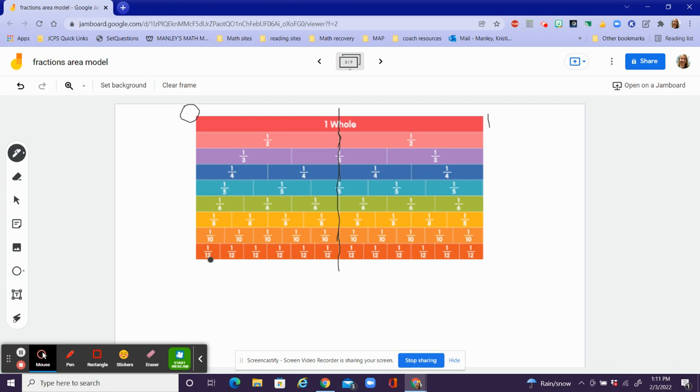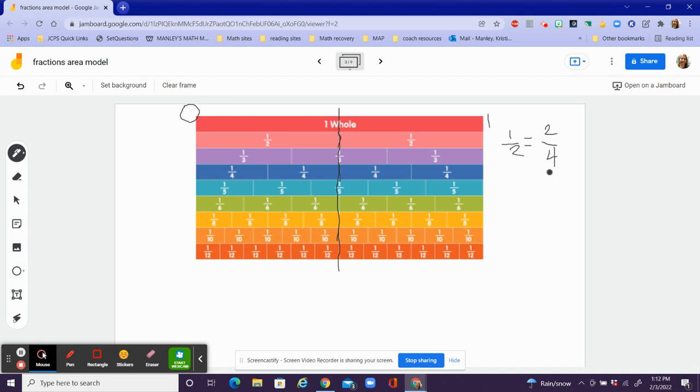I can even divide it into 12ths. 1/12, 2/12, 3/12, 4/12, 5/12, 6/12 takes me to this line. Same amount of distance. I just partitioned my entire distance differently each time. That is equivalent fractions. Same distance, just partitioned differently. So we know that 1/2 is equivalent to 2/4.